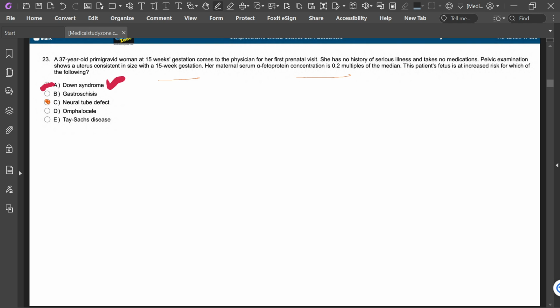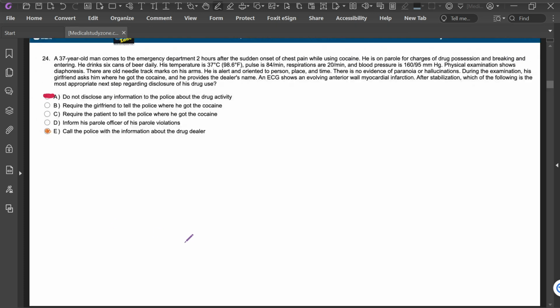Okay. Next. A 37-year-old man comes to the ED 2 hours after the sudden onset of chest pain while using cocaine. He is on parole for charges of drug possession and breaking and entering. Another piece of information you need to remember: in Tay-Sachs disease, alpha fetoprotein is normal. Okay. If they had just said low alpha fetoprotein, the question would have made sense, it would have been Down syndrome.